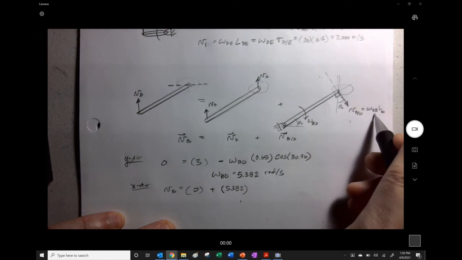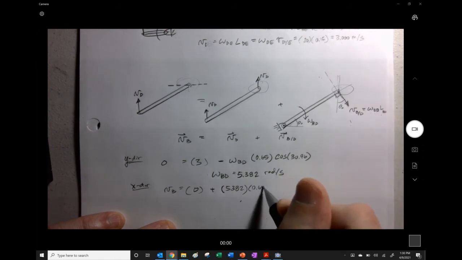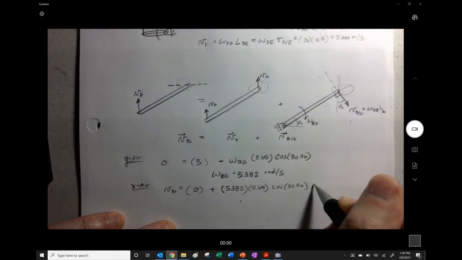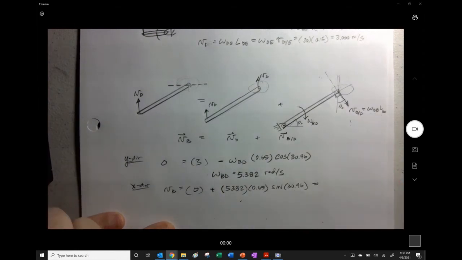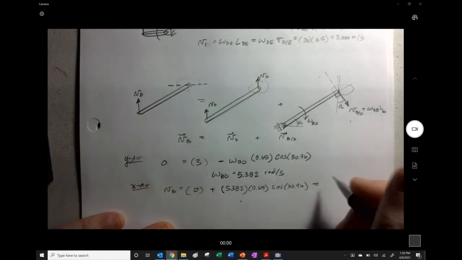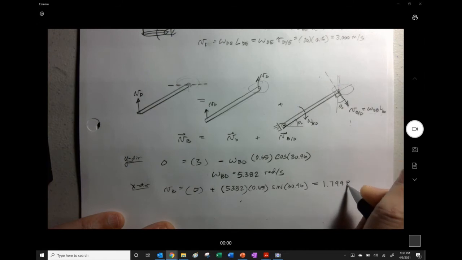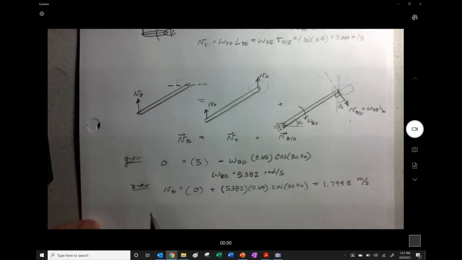5.382, and it's going to be times our 0.65, and it's going to be times the sine of 30.96. And so we multiply that 0.65 and the sine of 30.96 times the thing. And I didn't get the number I expected. No, maybe I did. Okay, maybe it'll be fine. We'll see. 1.7998. Really about 1.8, right? And that's going to be in meters per second. And hopefully I got that right.